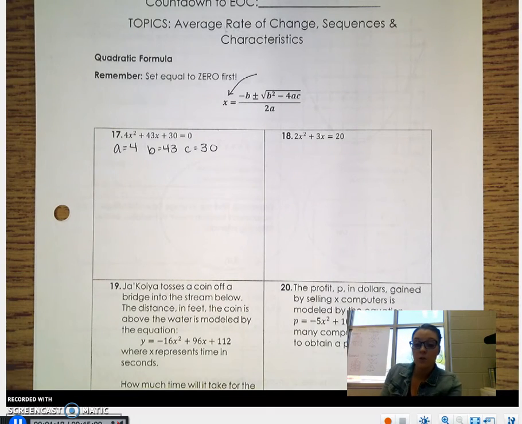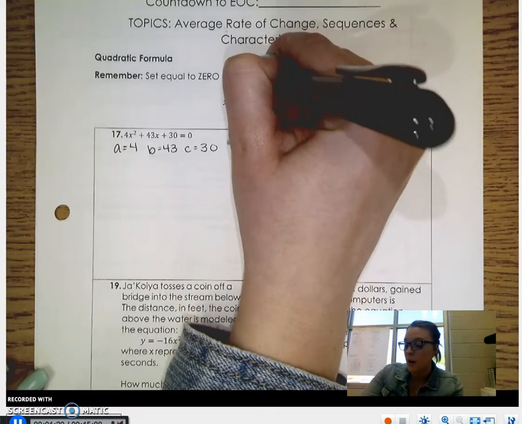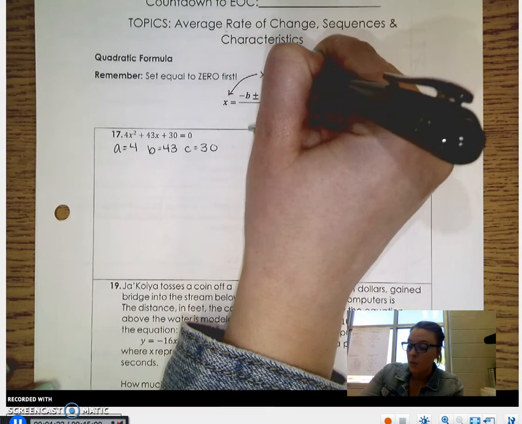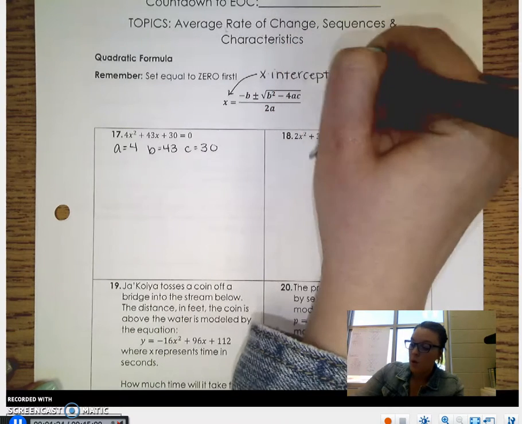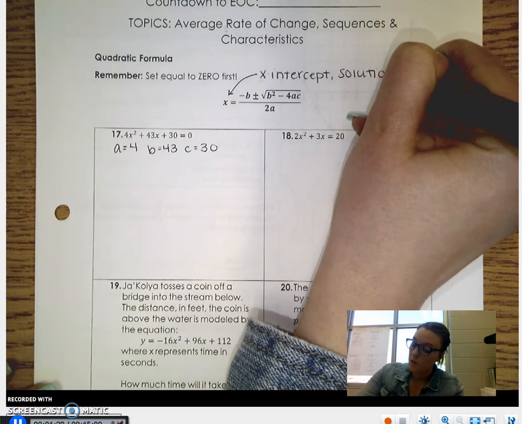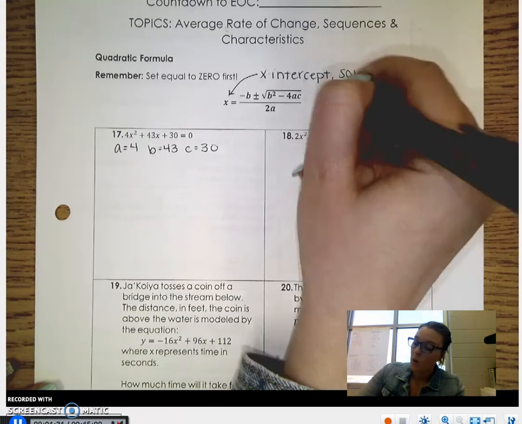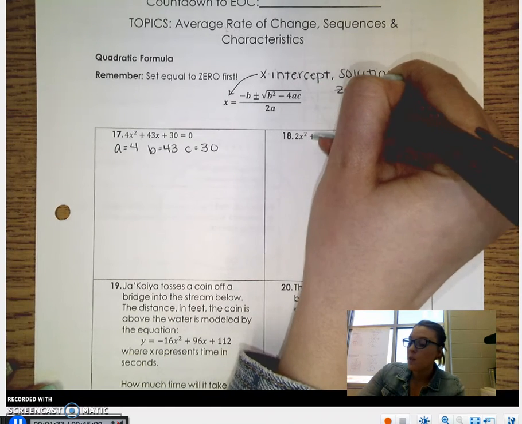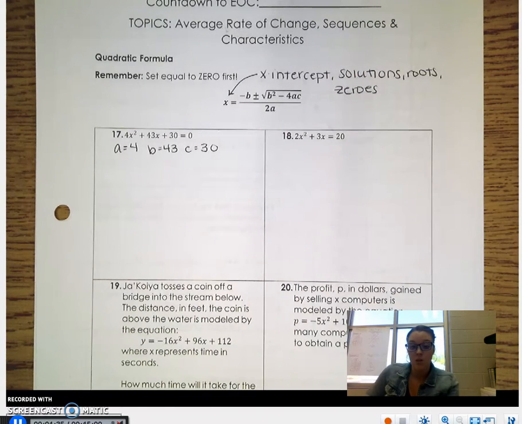And that x value is very important because it represents your x-intercept of the parabola, which we also call solutions, roots, or zeros. So there are 4 different ways they could ask you the same question that require you to use the quadratic formula. So make sure you understand that if they ask you for the roots, use the quadratic formula. If they ask you for the zeros, you can use the quadratic formula. Both of those questions are asking the same exact thing.